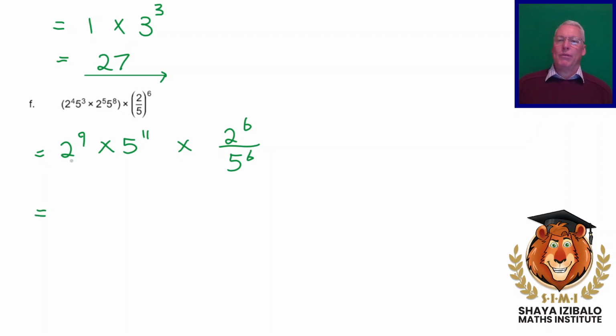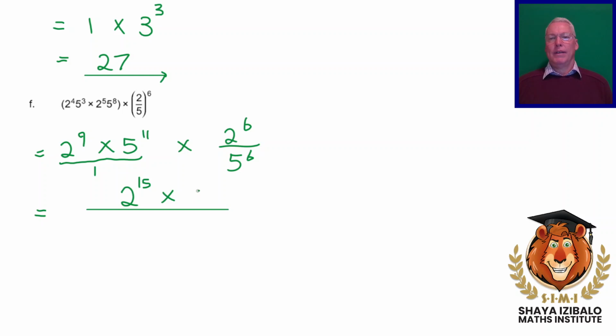So in fact, on the top we've got the 2 to the 9, the 5 to the 11, and the 2 to the 6. Let's multiply those ones that do have the same base. Those are the 2 to the 9 and the 2 to the 6. When we multiply and our base is the same, we're going to add the powers. And on the bottom we've got 5 to the 6.